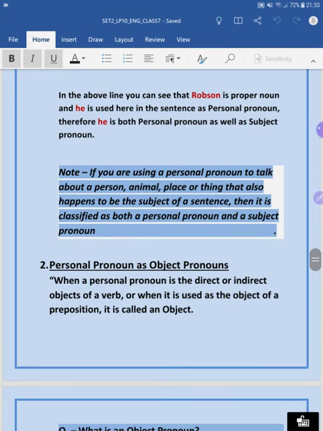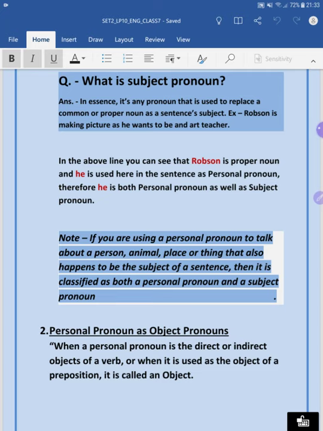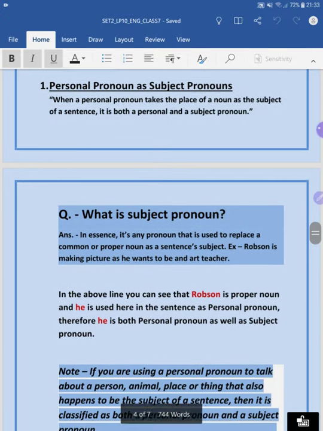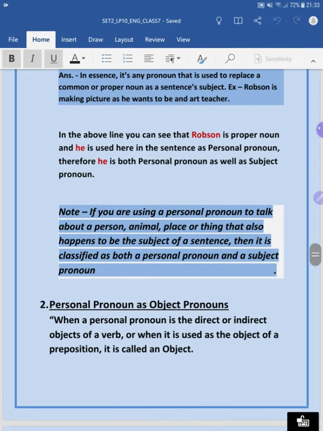Now the next point is the personal pronoun as an object pronoun. How could a personal pronoun be depicted as an object pronoun? We have learned about the personal pronoun as a subject pronoun, so it keeps on changing. The role of personal pronouns keeps on changing according to the sentence and its meaning. Somewhere personal pronouns are taken as subject pronouns, and somewhere in a sentence they are also taken as object pronouns. So we'll understand it with the definition.